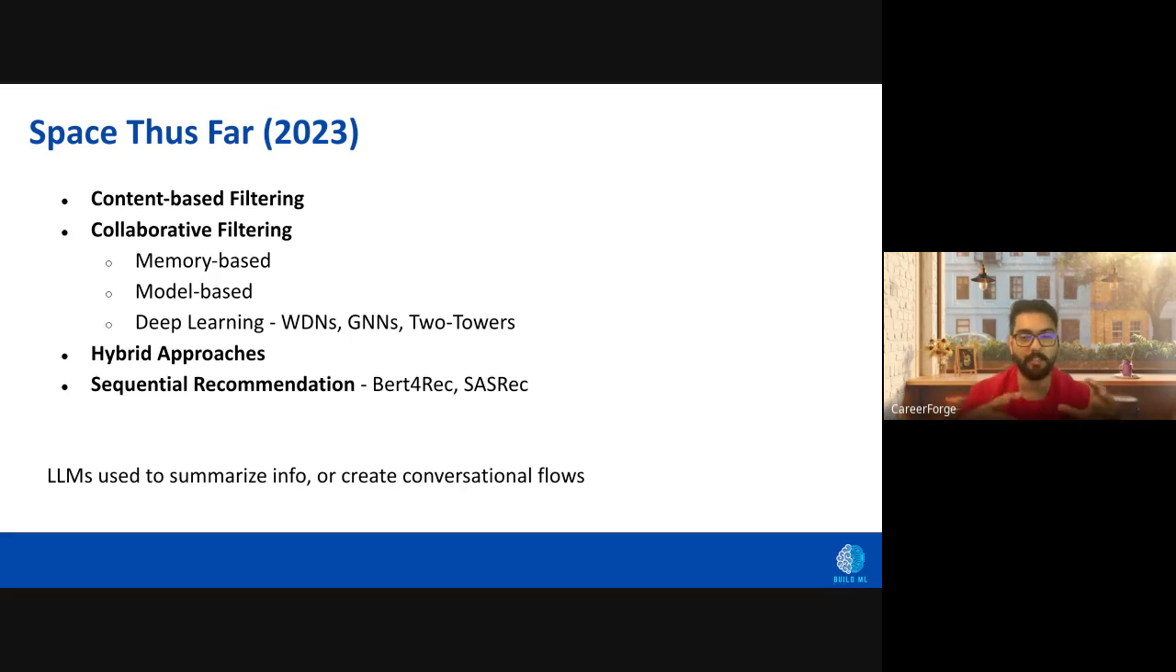So that's primarily where LLMs have been used thus far. Hopefully that gives you a mental map of A, the recommender system space, content-based, collaborative, hybrid, sequential, these four buckets, a few models under those buckets, and B, the LLM space and how LLMs have been used in RecSys thus far. There have been a few models that have tried to do what the current authors are doing of integrating LLMs and RecSys deeply.